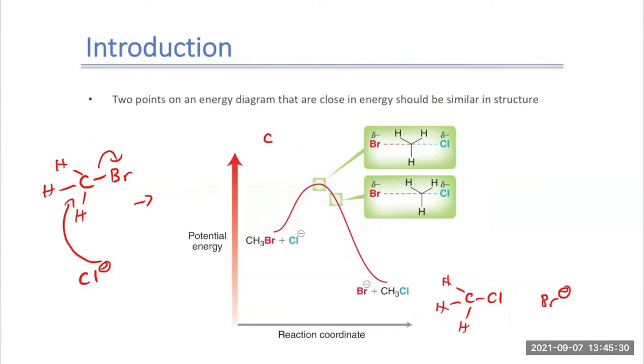Instead, let's say we have our carbon. The bond to the bromine is going to be a stronger bond than that bond to the chlorine. So the transition state should have that bond to the bromine be somewhat of a stronger bond versus the bond to the chlorine, because the transition state here is closer in energy to the reactants versus the product. So that's really what Hammond's postulate says, is we can predict what that transition state should look like.